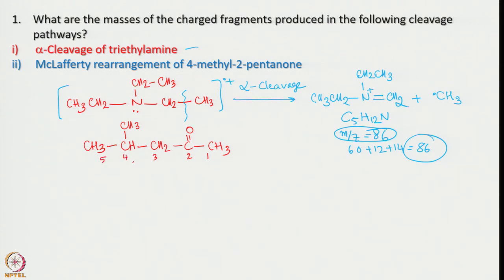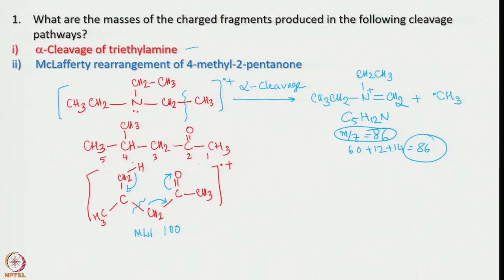So this one is 4-methyl-2-pentanone. Now, for convenience of showing this rearrangement, I would write it in a slightly different way. Of course, this is where it is going to fragment. And now if you just see here, yes. Once we know that, the job is done. For this one, molecular weight is 100, and this one is C6H12O. So this would give this rearrangement. So this portion I'm writing here.